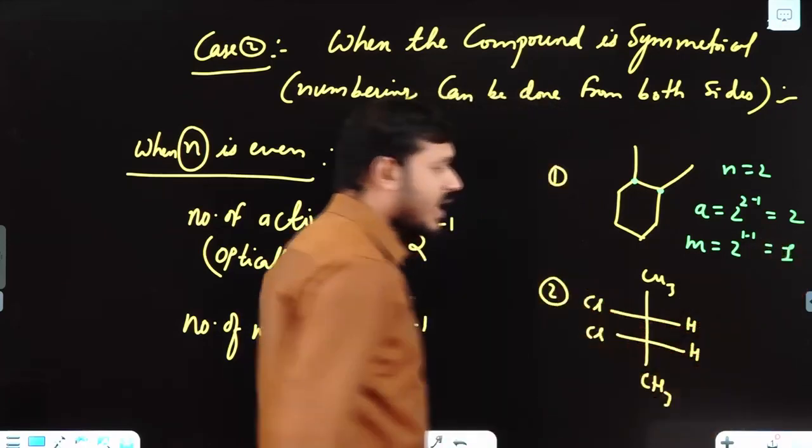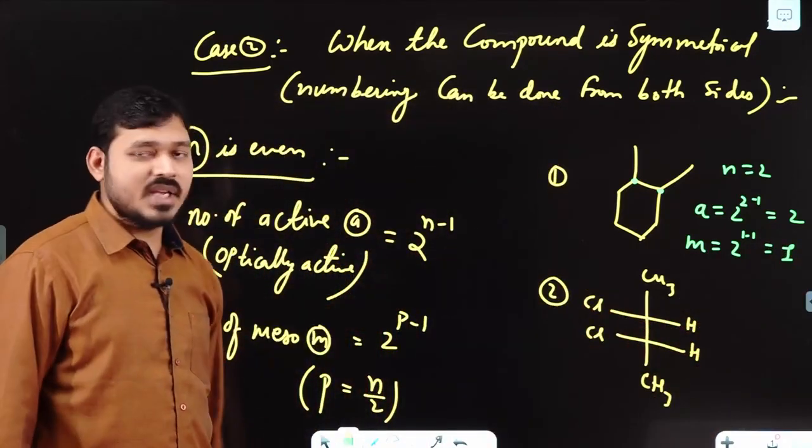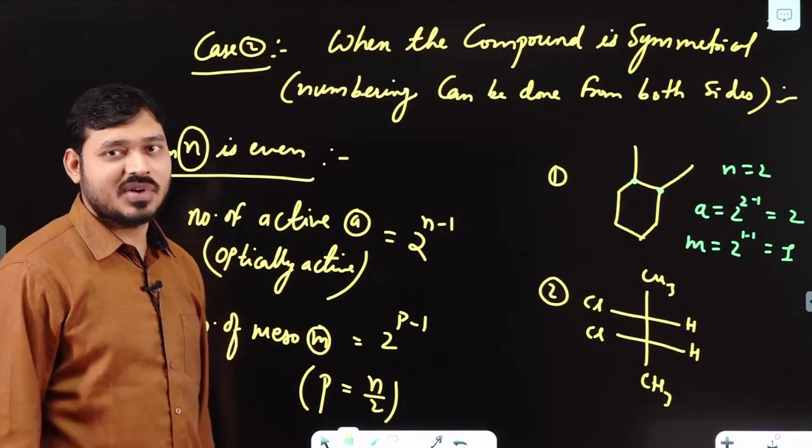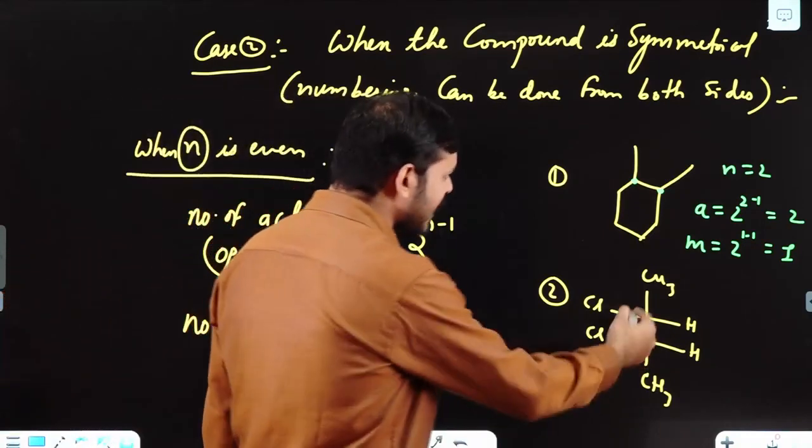Active 2 and meso 1. Clear to you? And total, if I have to say, it will be 3 total isomers. Okay, done. Now check this one.